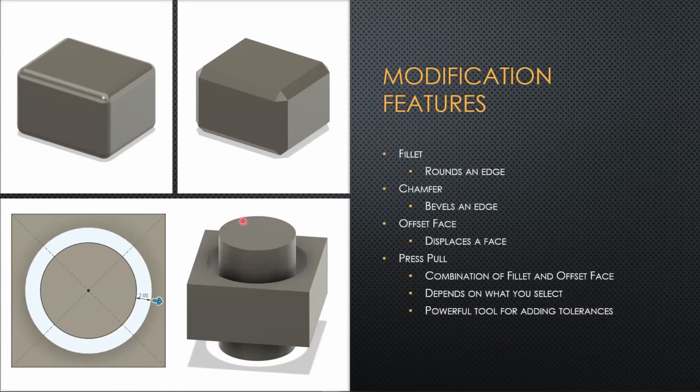Especially when you're designing for 3D printing, parts aren't exact, and if you want them to slide, you want there to be a little bit of space in between them. You can design the parts at the exact same size, and then you can use press pull to add 0.2 to 0.8 millimeters of space in between your parts in order to get to the exact dimension that you actually want to print them at.